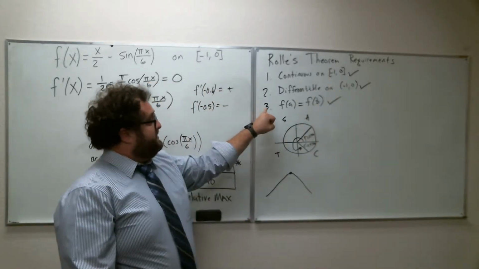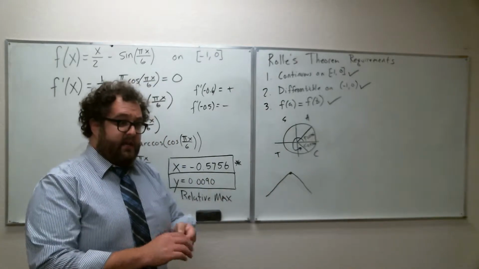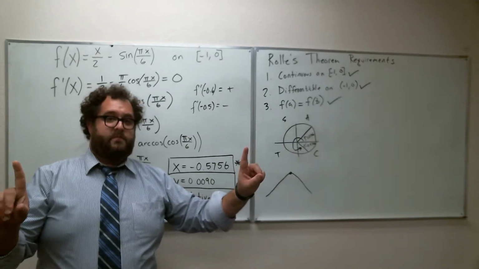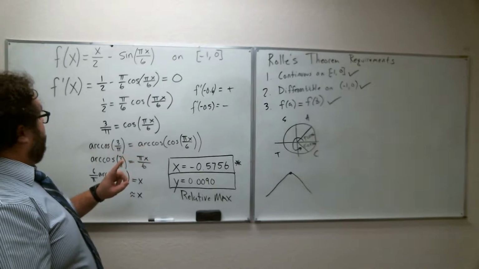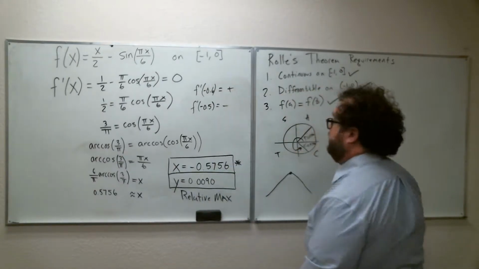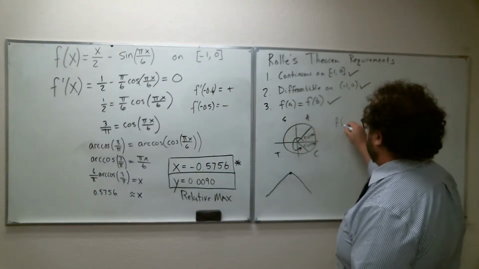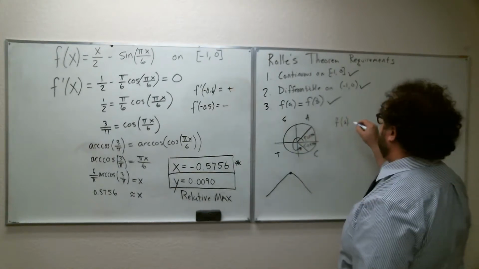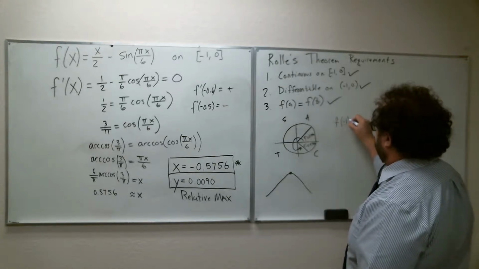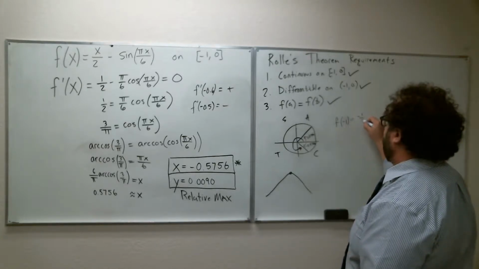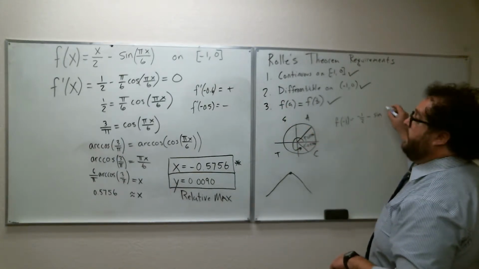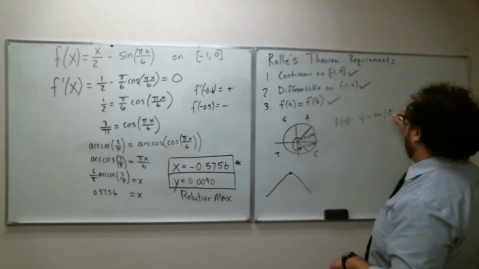The third requirement for Rolle's theorem is that f of a equals f of b. That is, the y values above the two endpoints of your interval have to have the same height. So we have to verify that, and unfortunately I have erased that work, so I'll outline it really fast again. F of negative 1, which is f of a, equals negative 1/2, since x is negative 1, minus sine of negative pi over 6.